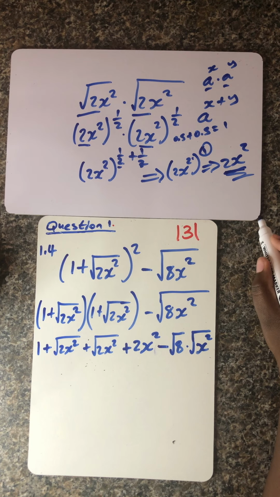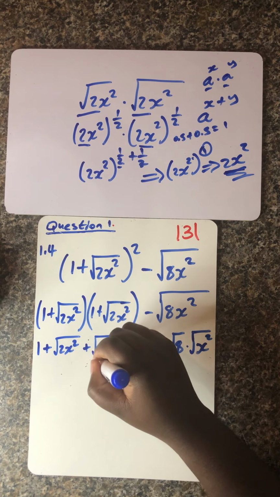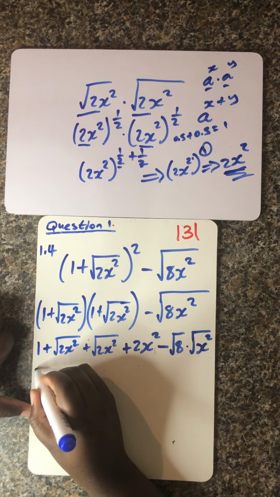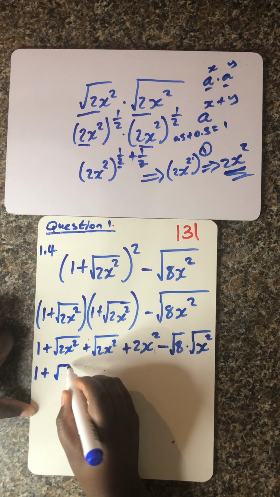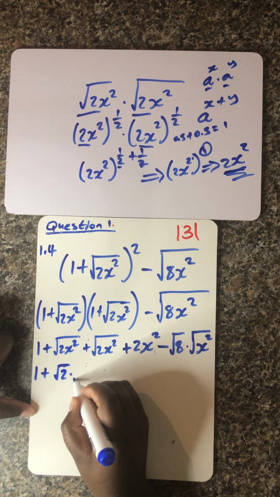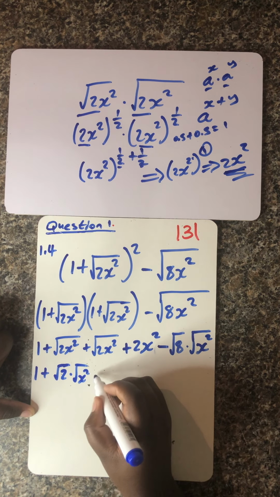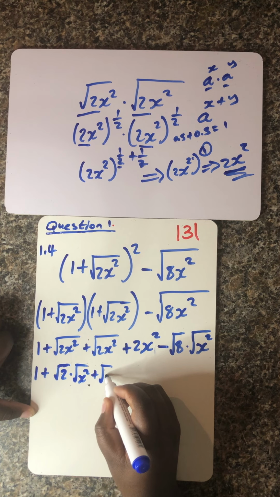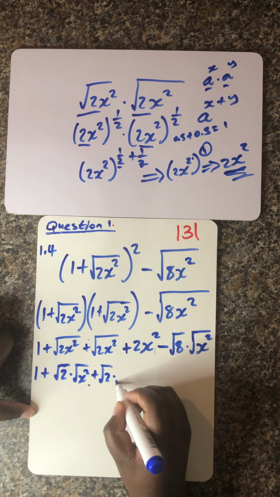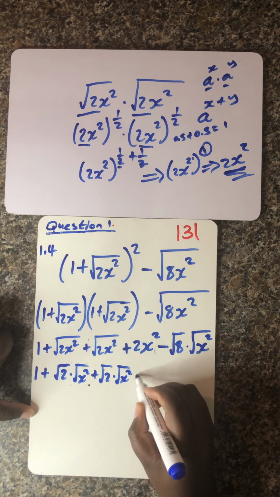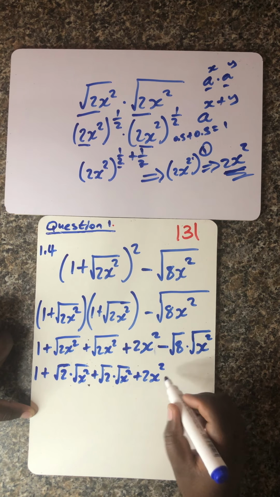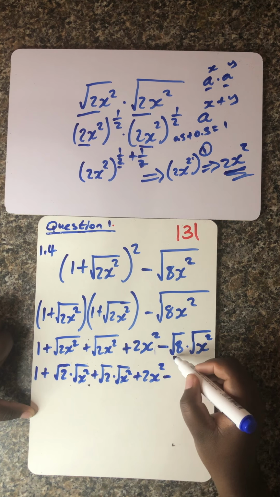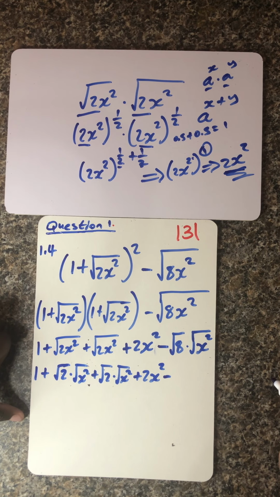Again, ladies and gentlemen, if you can have a look, also there we have the same thing. This is what I'm talking about. So it's 1, this is square root of 2 times square root of x squared, plus square root of 2 times square root of x squared, plus 2x squared minus this thing, ladies and gentlemen, it can be simplified. It can be further simplified.